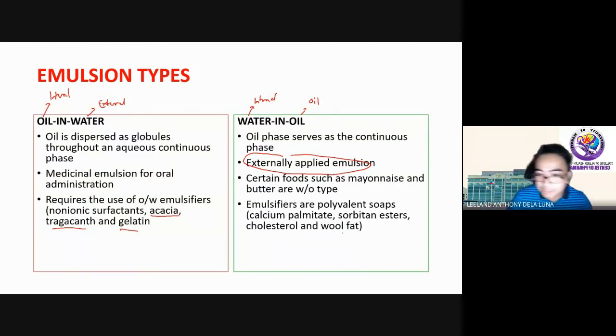Pero again, class, medically speaking, kung iinumin natin yung emulsion, we prefer it to be an oil in water type. Isipin niyo, class, kung water in oil type yung emulsion mo tapos iinumin mo, para kang uminom ng mantika. Of course, that's very unpleasing. Hindi siya masarap, hindi siya tatangkilikin ng publiko. Kaya nga, class, karamihan ng emulsions for ingestion would be an oil in water type. Like Scott's emulsion. Alam niyo ba yun? Yung gawa sa cod liver oil? It's a good source of vitamins A and D, I think.